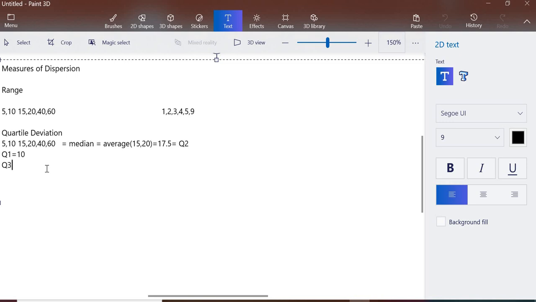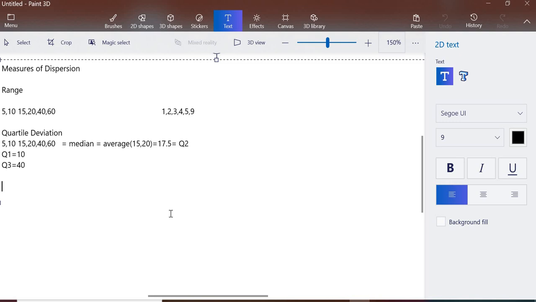For Q3, similarly, anything after the median will be considered in the calculation of quartile 3. So what are the data points after 17.5? 20, 40 and 60. So Q3 is 40. Okay, this is when we have an even number of data points.